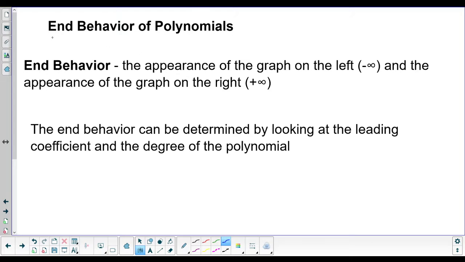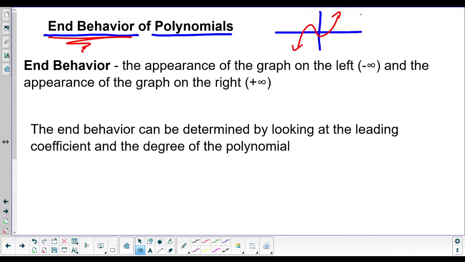So the end behavior of polynomials. All that means is that if you're looking at a graph of your polynomial, let's say it's red and let's make it skinny, let's say our polynomial looks like this. All we're talking about for end behavior is what does that arrow do and what does that arrow do? What directions are they pointing? Are they going left? Are they going right? Are they going up? Are they going down?